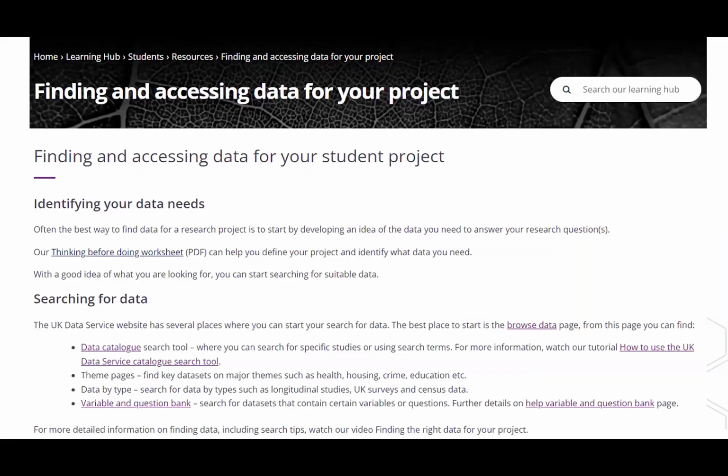In particular, I just want to draw your attention to our finding and accessing data for your project pages. These contain worksheets, videos, and guidance to help you do things like identifying your data needs, so identifying relevant variables and data sets, to search for and evaluate your data and to think about your project.